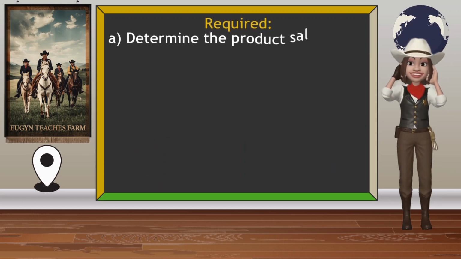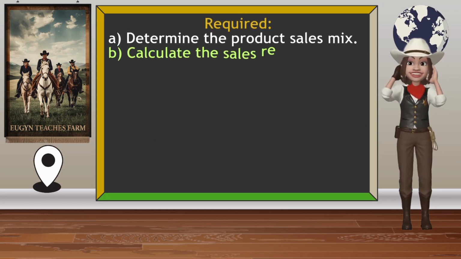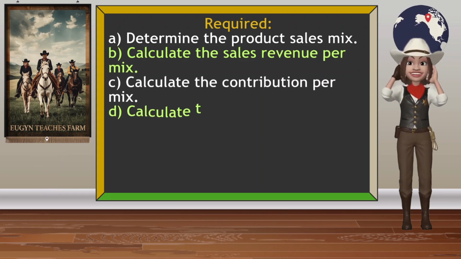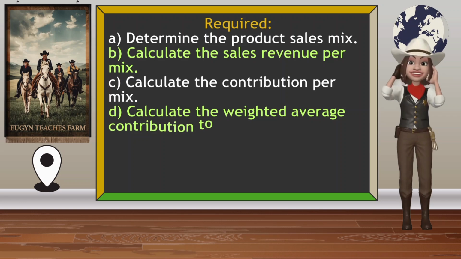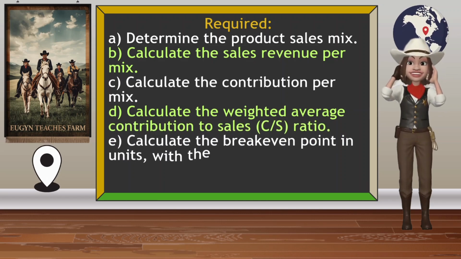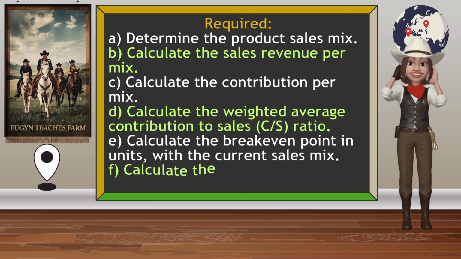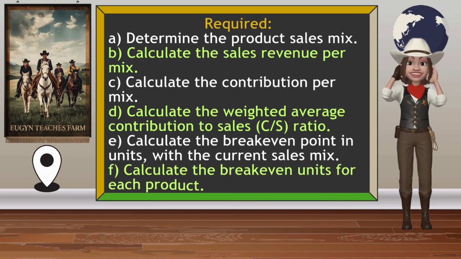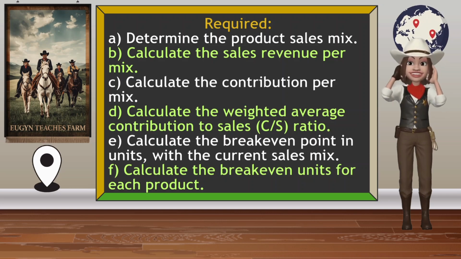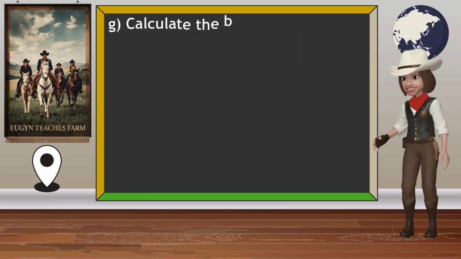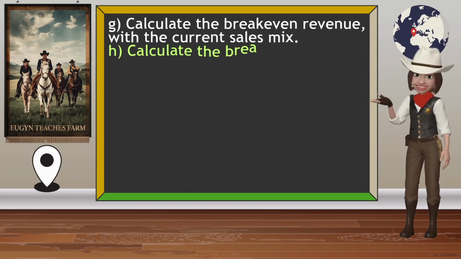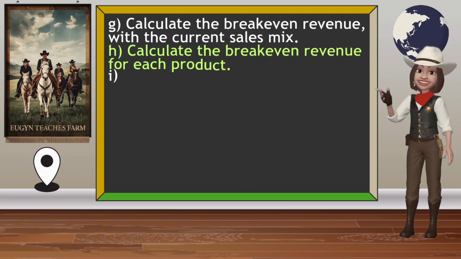Required: A. Determine the product sales mix. B. Calculate the sales revenue per mix. C. Calculate the contribution per mix. D. Calculate the weighted average contribution to sales ratio. E. Calculate the break-even point in units with the current sales mix. F. Calculate the break-even units for each product. G. Calculate the break-even revenue with the current sales mix. H. Calculate the break-even revenue for each product.